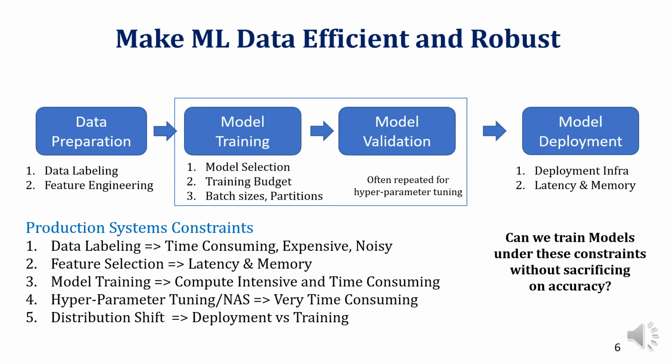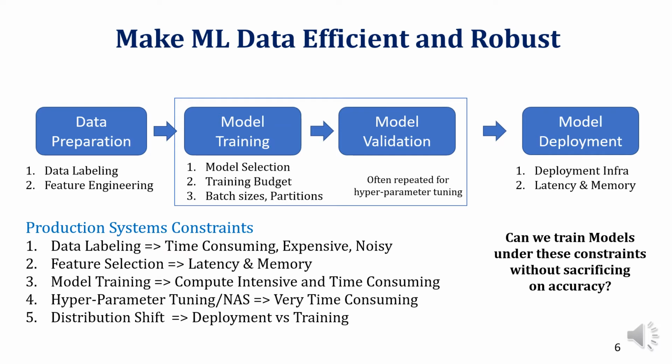Now, in the data preparation, you have data labeling and feature engineering. We will certainly address some of the issues in data preparation. But even after you have obtained the labels, you have to iterate several times over the model and validation set. So that's the problem of model selection. Is it possible that we can take a subset of the training data in order to ensure that we can run this iteration several times more efficiently with some training budget?